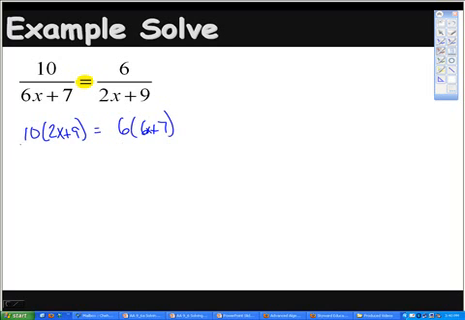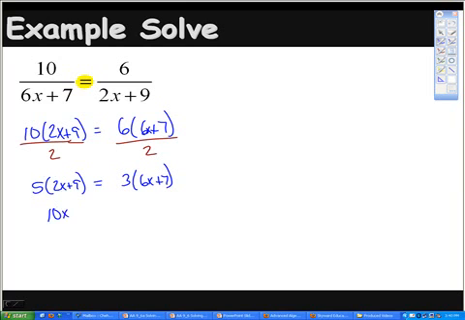To reduce numbers a little bit before I distribute here, I'm going to divide everything by 2 because I see that 2 goes into 10 and into 6. So it gives me 5 times the quantity 2x plus 9 is equal to 3 times the quantity 6x plus 7. Now let's go ahead and distribute and see where we're at. 5 times 2x is 10x. 5 times 9 is 45. Equals 3 times 6x is 18x, and 3 times 7 is 21.